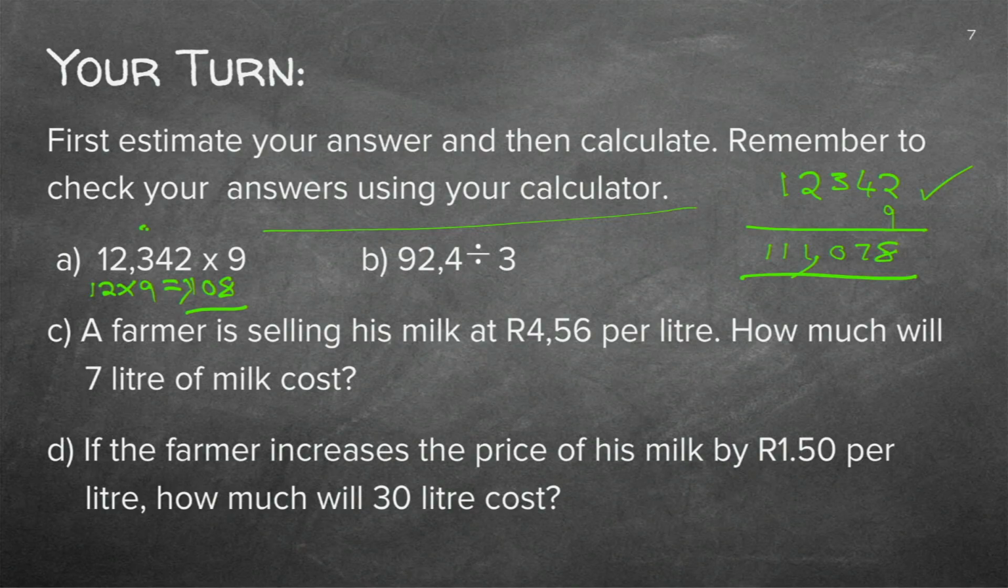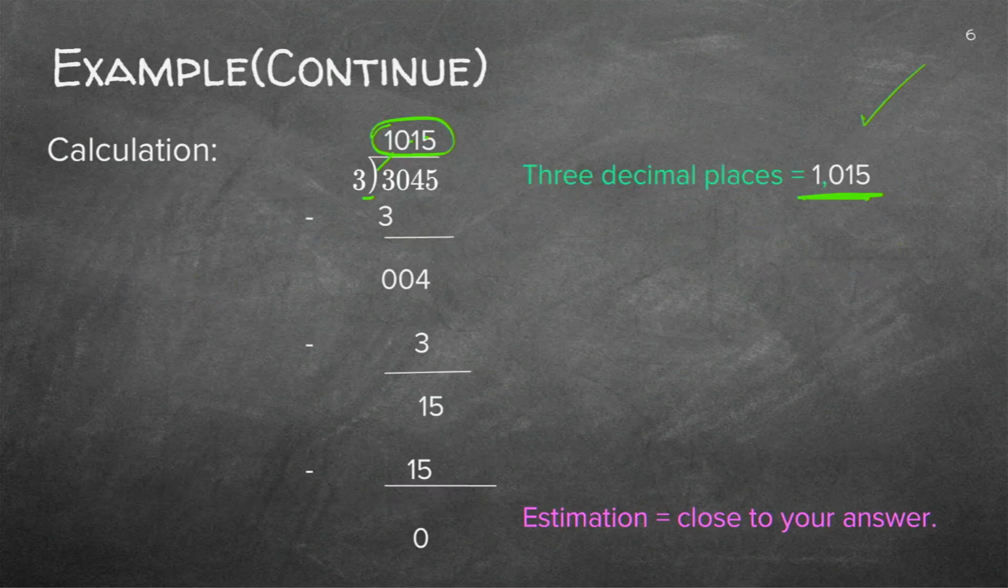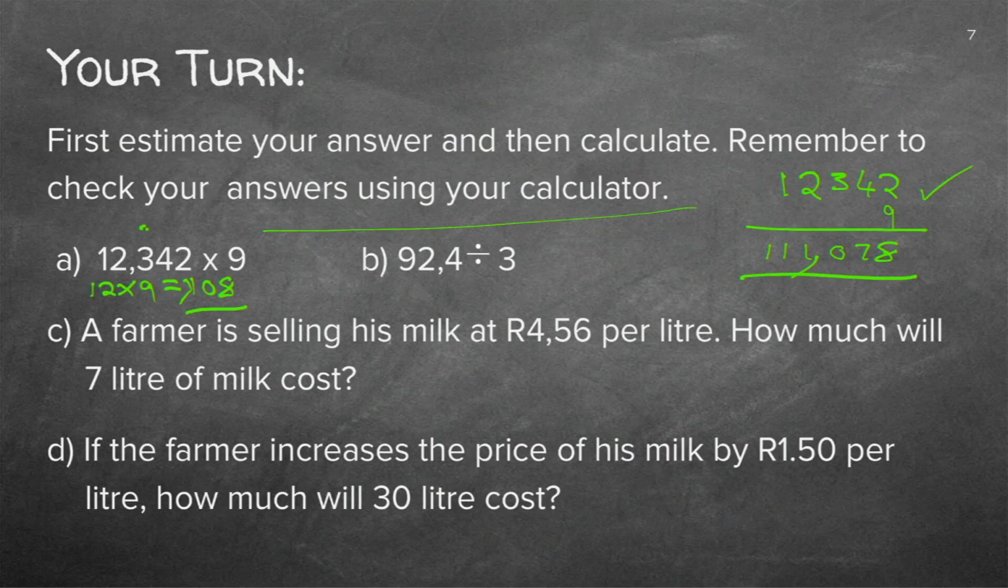Now, if we have to divide 92,4 by 3. So, again, if we have to estimate our answer, 92,4, so the 4 is less than 5. So if we divide, you know what? We're going to say 90 divided by 3 is going to give us 30, right? But we know it's going to be more than 30, right? Because we just reduced it down to a round figure of 90.